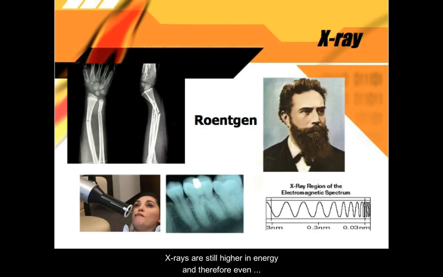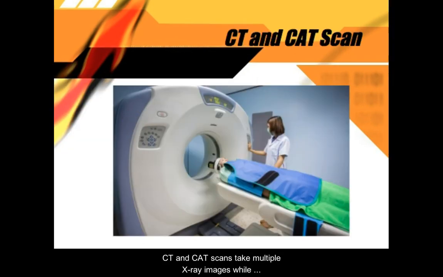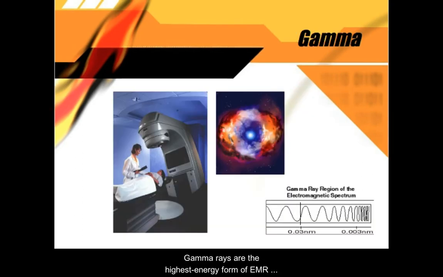X-rays are still higher in energy and therefore even more dangerous to cells. We can use short controlled exposure to X-rays to produce images used in dentistry and medicine. CT and CAT scans take multiple X-ray images while rotating around the body to produce 2D and 3D medical images. Gamma rays are the highest energy form of EMR and therefore the most dangerous. They are emitted by radioactive decay and other types of nuclear reactions. Gamma knife surgery is a medical treatment that uses short controlled exposure to gamma rays to destroy cancer cells.